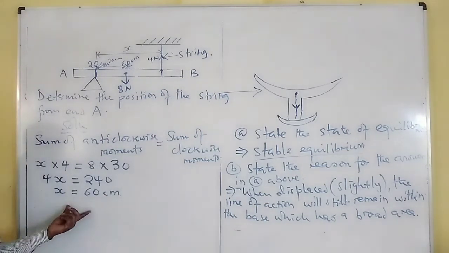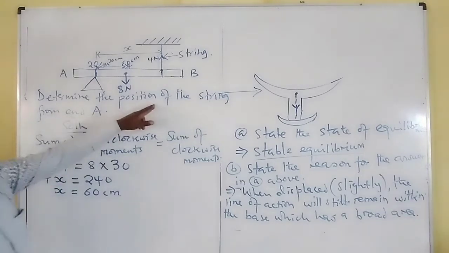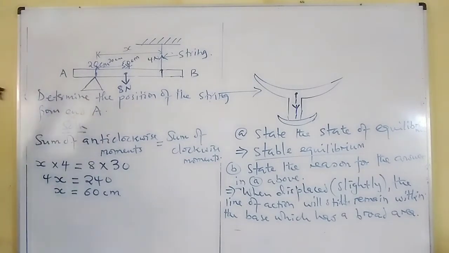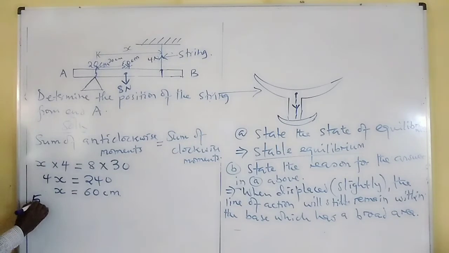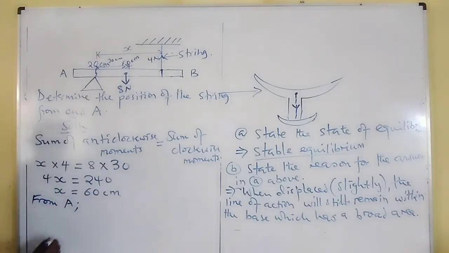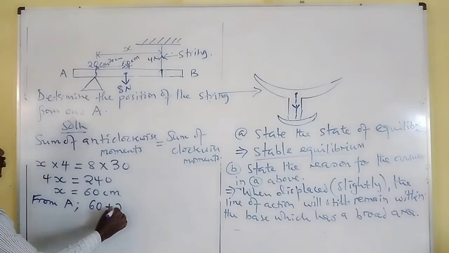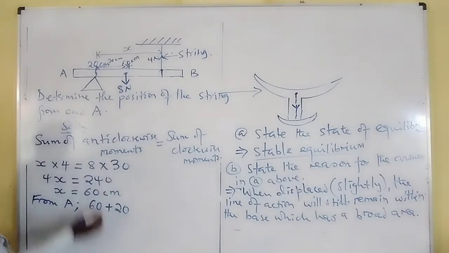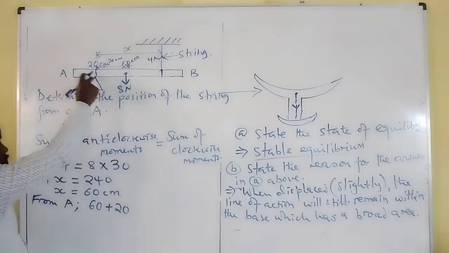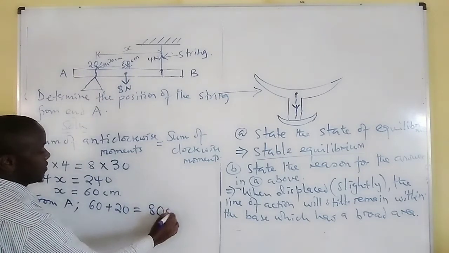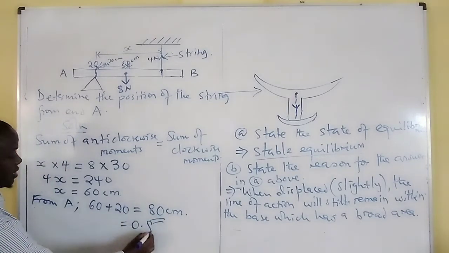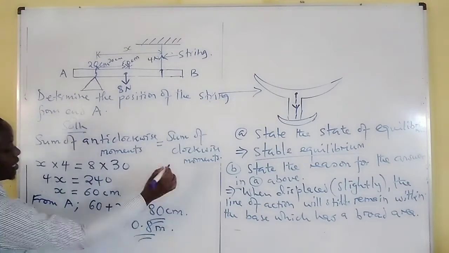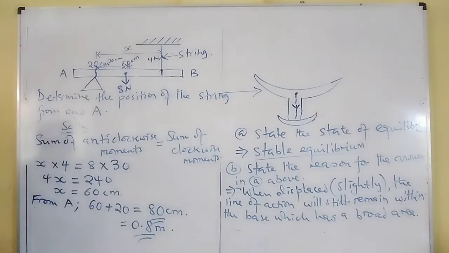After getting 60 centimeters, remember we are determining the position of the string from end A. So the string is 60 centimeters from the point of support. Now from point A, the string will be at 60 plus 20, because A itself is at 0 and the point of support is 20 centimeters. Therefore, this will be the 80 centimeter position, or you can just write in SI units, 0.8 meter mark. That is where the string is attached. So that is how the question had to be approached.